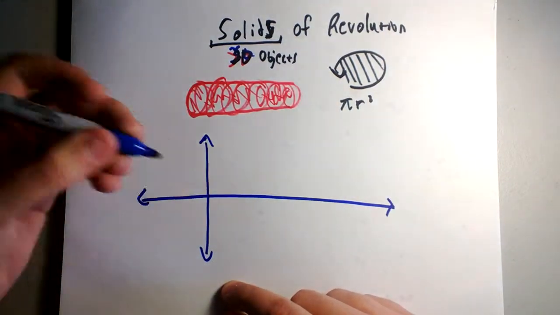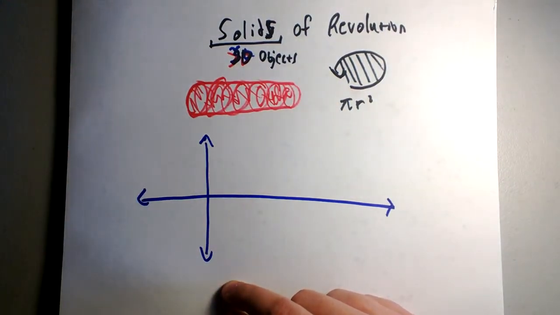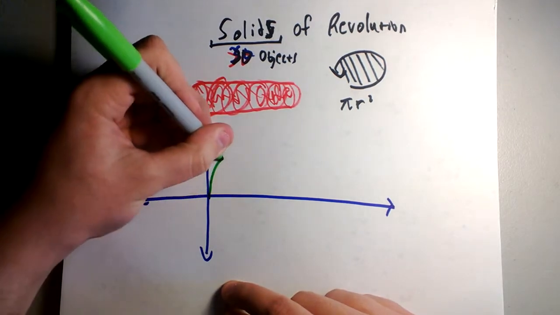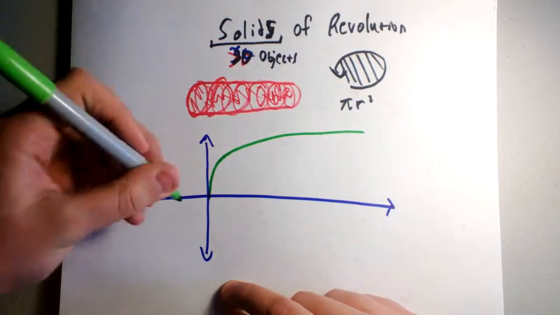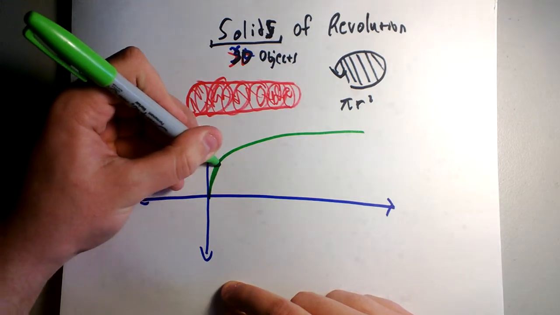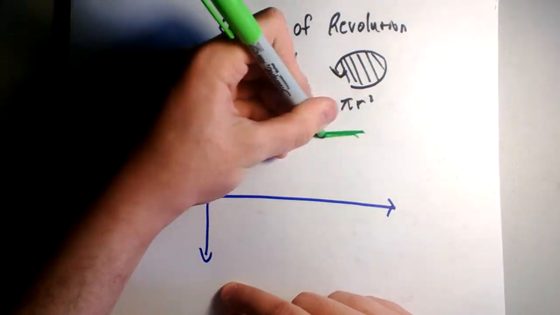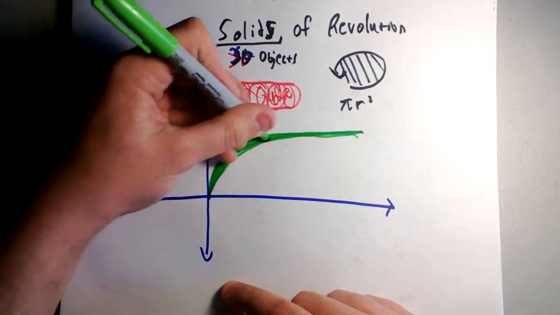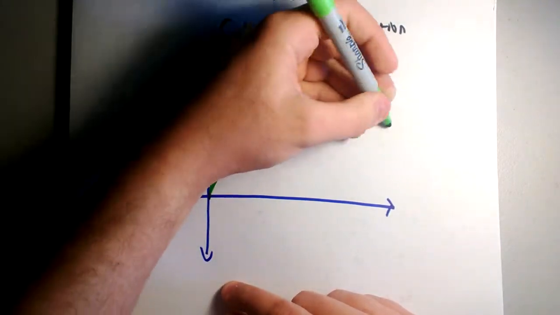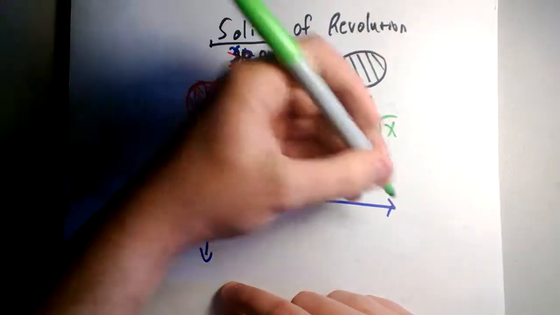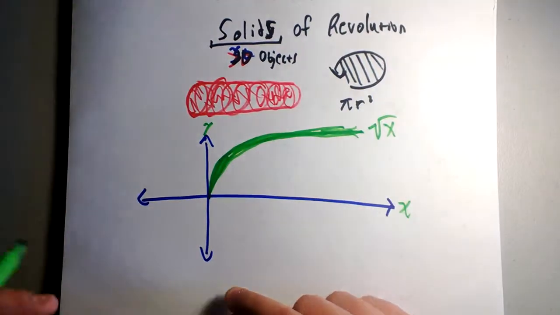So here is the concept we're going to get into. Let's draw a square root line. Something like this. It actually looks more like a logarithm, but you get the idea. I'd say that's good enough. That's the square root of x, saying that this is x and this is y.